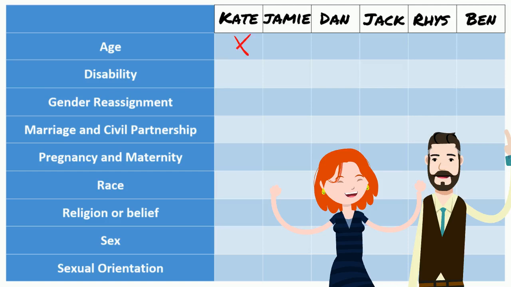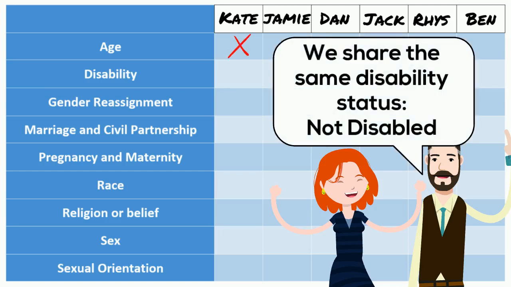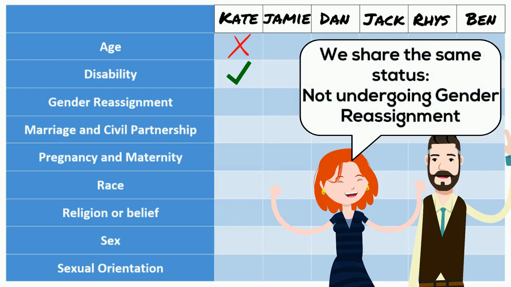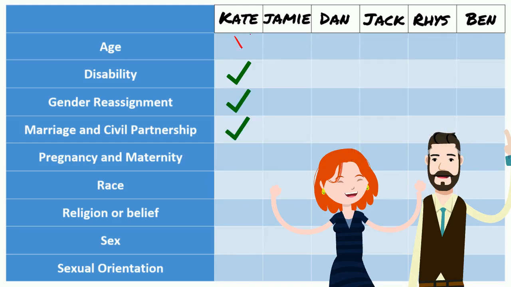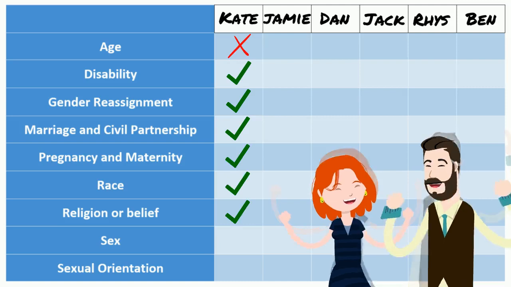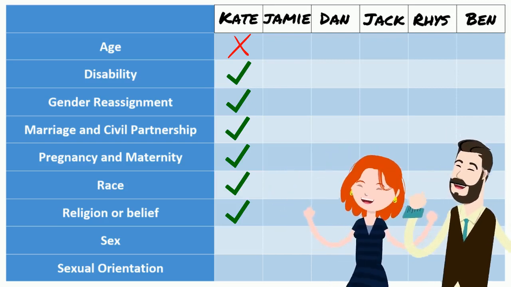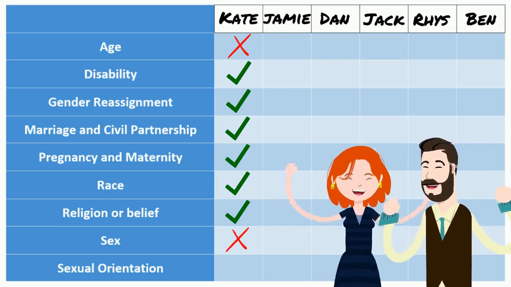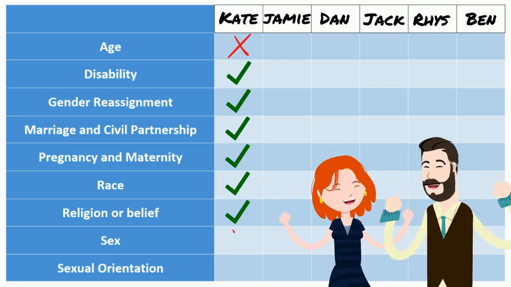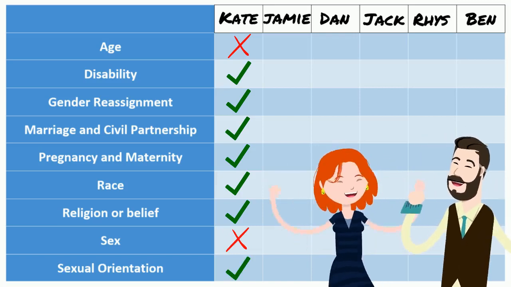Moving on to disability, neither of us have a disability, so I'd mark a tick as we share that same status in that category. Gender reassignment, neither of us are undergoing any form of gender reassignment, so again, we both share the status, meaning a tick. Neither of us are married, so it's a tick. Neither of us are pregnant or on maternity leave, so that's a tick. We're both of the same race, so that's a tick. And we're both of the same religion, so that's a tick. And although we are very similarly behaved and often confused for being the same person, we are in fact people of a different sex. So that one's a cross for us, as I am male and Kate is female. Finally, we're both of the same sexual orientation, so it's another tick in that category.